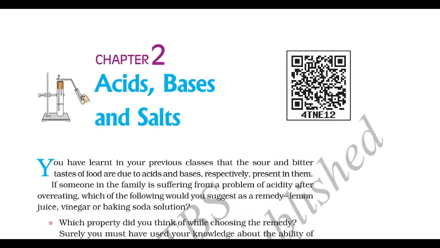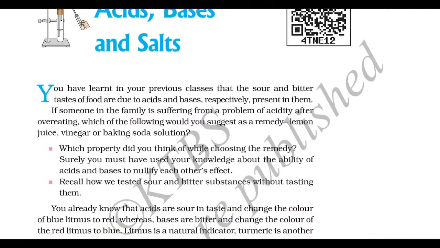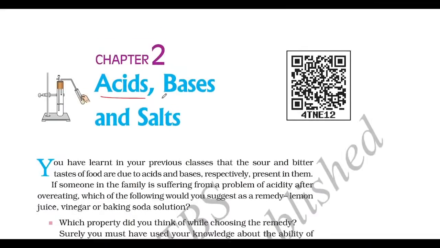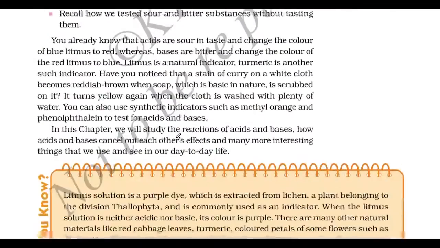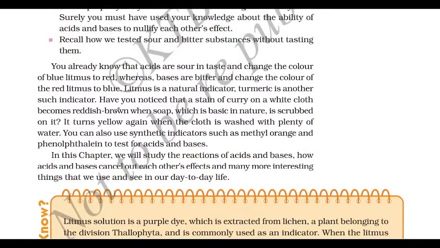Students, next unit: acids, bases and salts. It is a very important chapter to score around 6 to 7 marks. In this chapter you should know about the properties of acids, bases and salts, and also the change of the color of the litmus. When acids are sour in taste, they change blue litmus to red. Acid, blue to red, whereas bases are bitter and change the color of red litmus to blue. Red to blue is a base; blue to red is an acid.